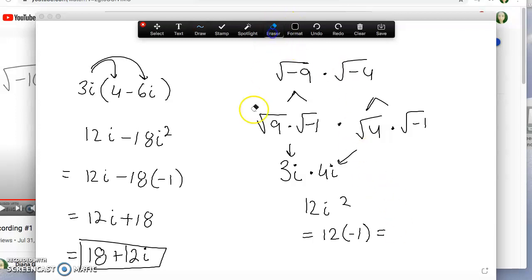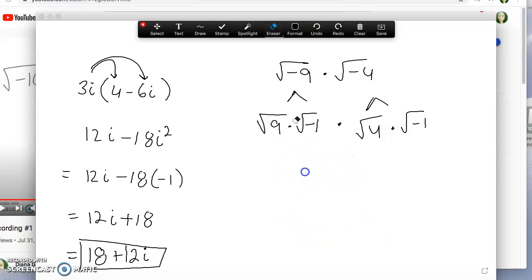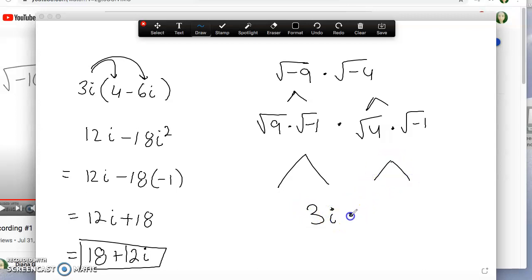I'm sorry, I messed up over here. Okay, so this comes down to 3i. And this comes down to square root of 4 is 2. Square root of negative 1 is i. 3 times 2 is 6. i times i is i squared. I can keep simplifying because I know that i squared is negative 1. And 6 times negative 1 is negative 6.